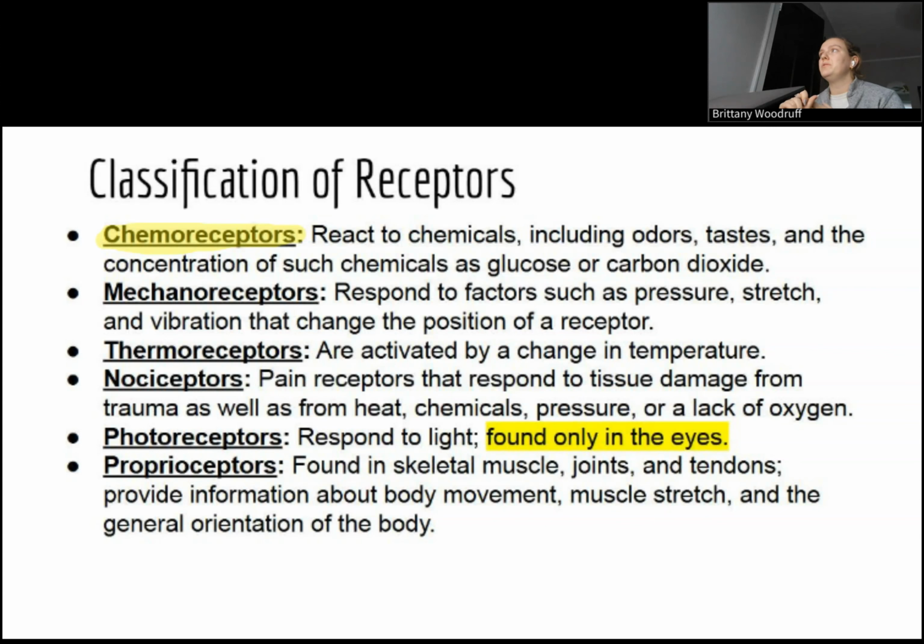Mechanoreceptors, on the other hand, are going to respond to mechanical stimulation. When I say mechanical stimulation, I'm talking pressure, touch, stretch, and vibration. The way that I learned about mechanoreceptors, I always think it's a really cool experiment, but at the time it was not very cool.